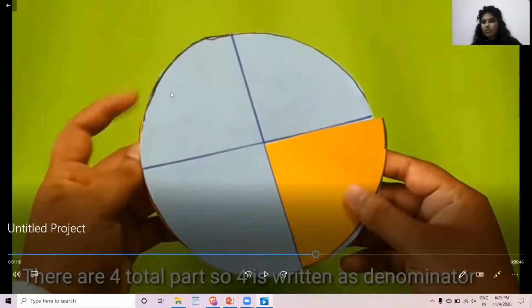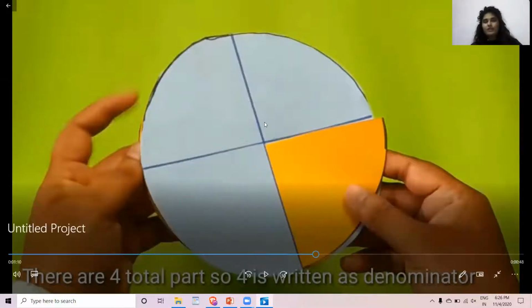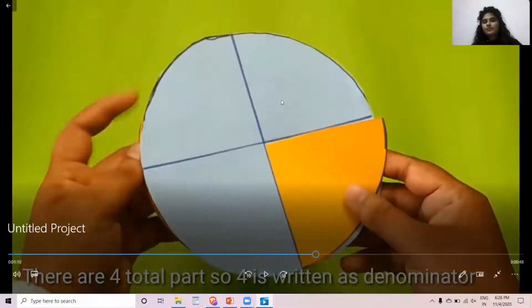This circle is whole. Whole is a circle. How many parts we have here? You can count it. 1, 2, 3, 4. So total parts, there are 4 total parts. So 4 is written as a denominator. Whenever we have to represent a fraction, what we have to do? We have to write something numerator upon my denominator, and denominator is equal to total number of parts.